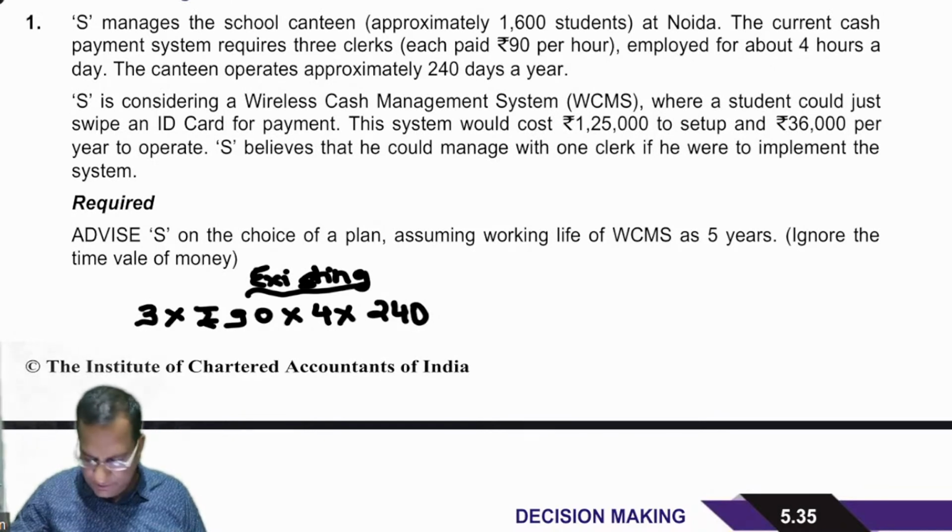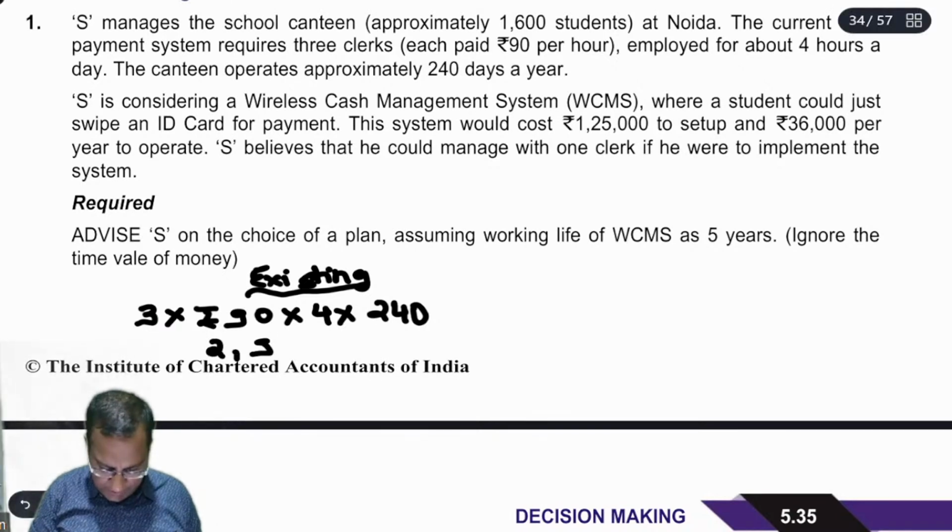So 3 into 90 into 4 into 240. So 2,59,200 is the annual cost of the current system. Correct? This is per annum.